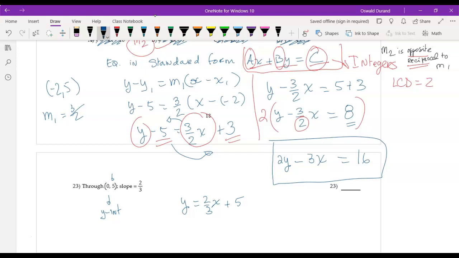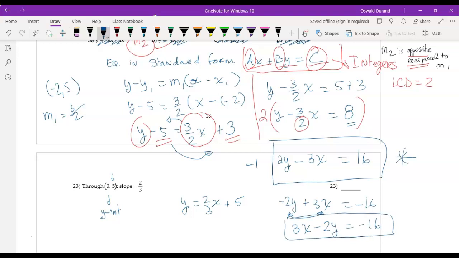But if you want the x term to be the first term, you need to multiply the whole thing by -1, right? And so if you multiply by -1, you get -2y plus 3x equal to -16. And then you swap those two, and you get 3x minus 2y equal to -16. And you can represent your answer in standard form like this or like this. Those are the two options. Okay? So that's it for this week 3 presentation.